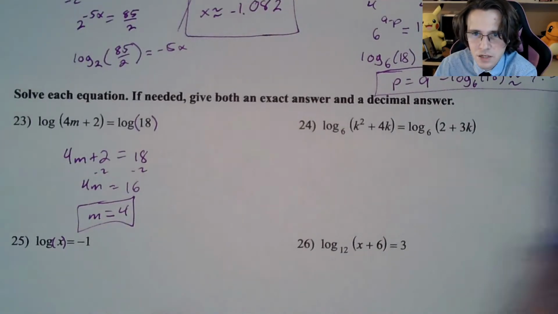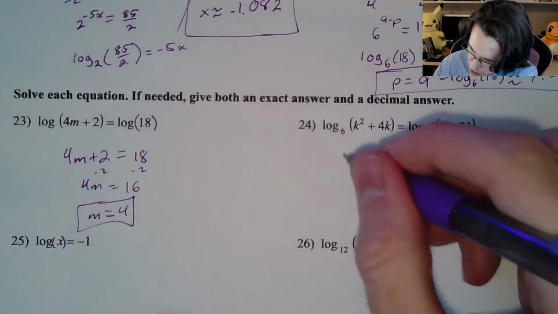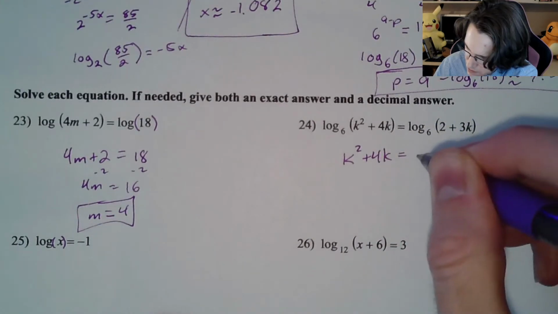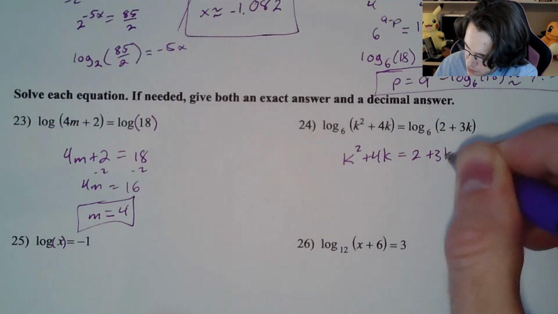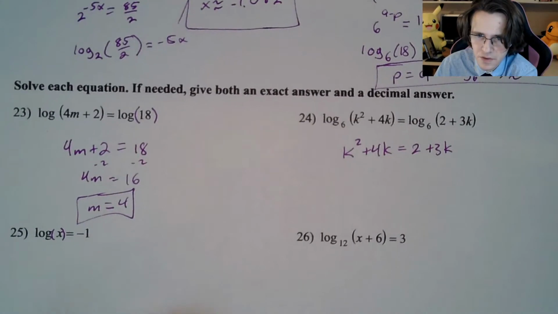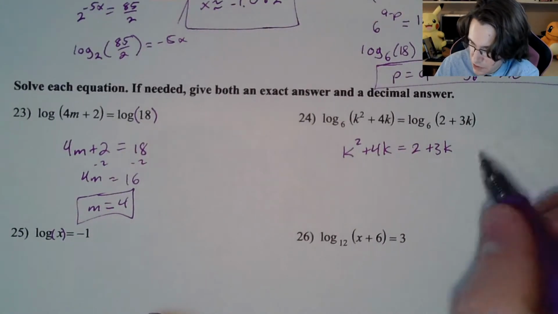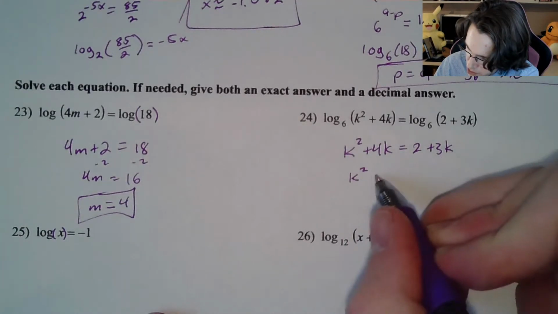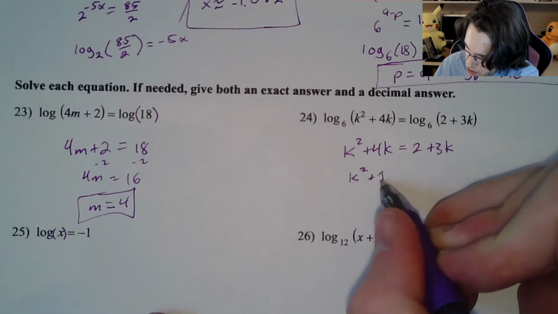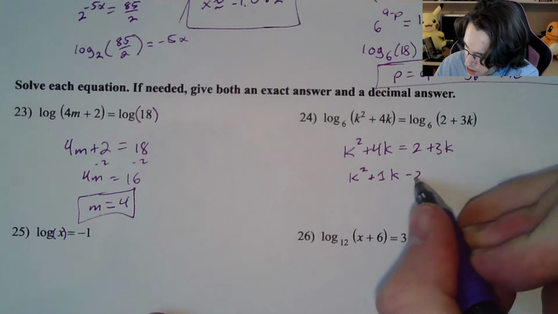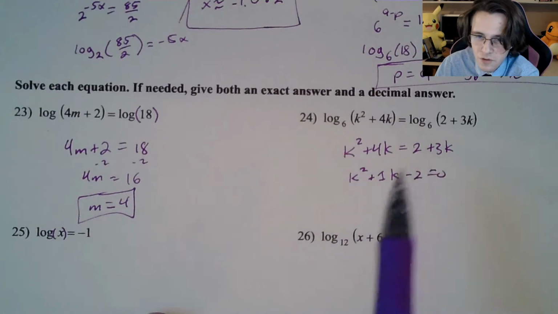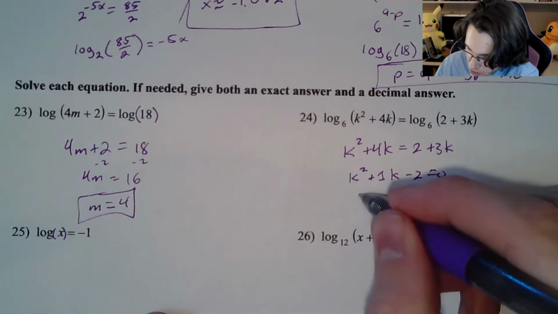On this one over here, same thing. The log 6's basically cancel out because we have the same exact one on both sides. Now we have to solve this equation. This one has a little bit of review because we're moving the k and the 2 over. So k squared, we're subtracting 3k to get plus 1k minus 2 equals 0. So we move that 3k over, move that 2 over, and now we have to factor.